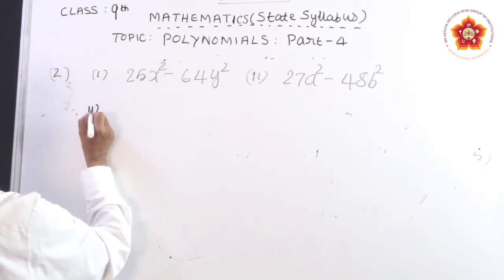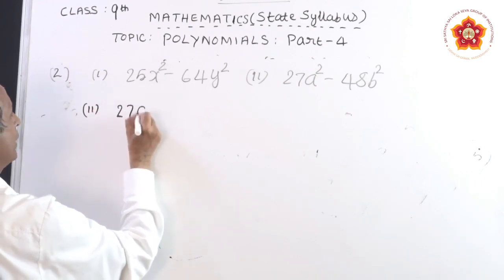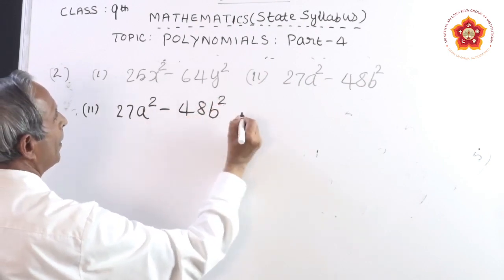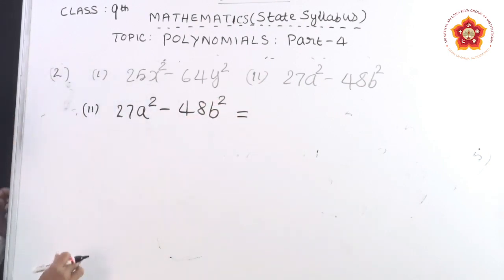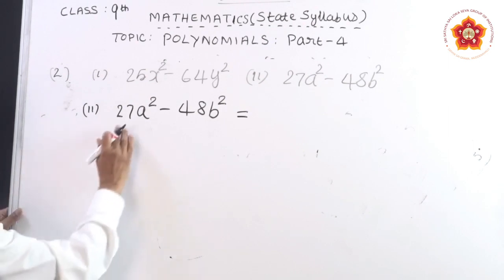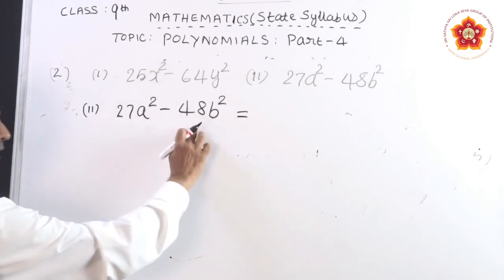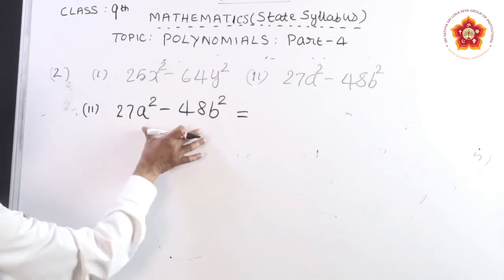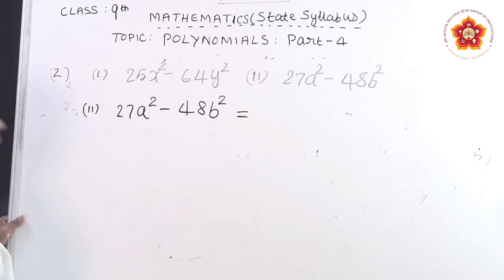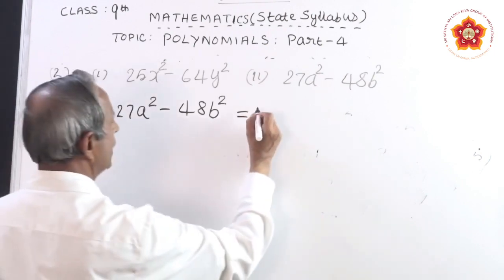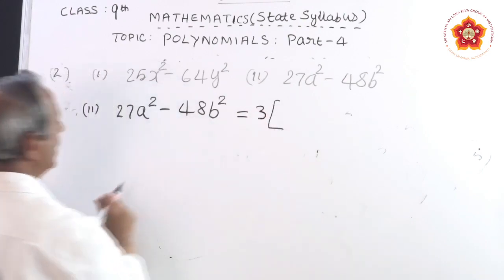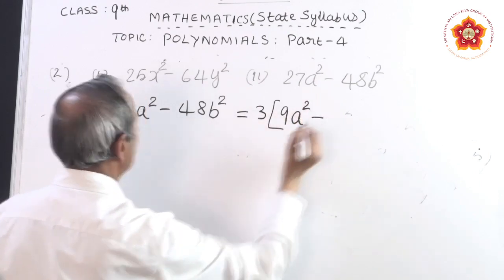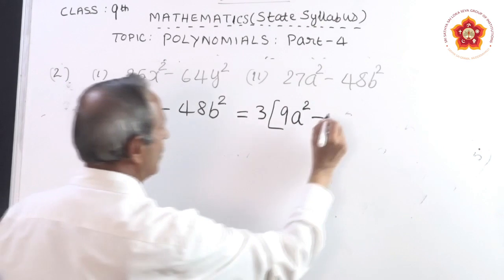Now, second problem, here 27a square is there minus 48b square is there. Now, observe here the first term cannot be written in the form of a square number because it is not a perfect square number, and 48 is also not a square number, but here there is a common factor among these two terms, 3 is the common factor. Now, let us take 3 outside, then divide by 3, you will get 9a square here. In the second term, we are going to get 16b square now.